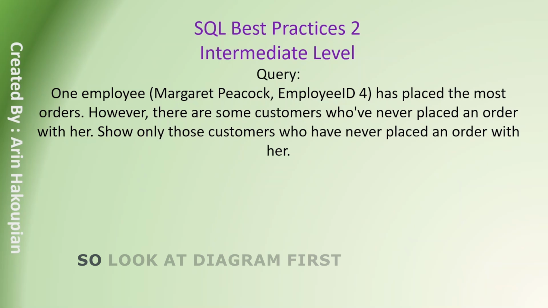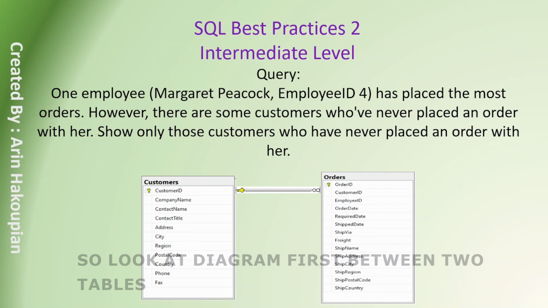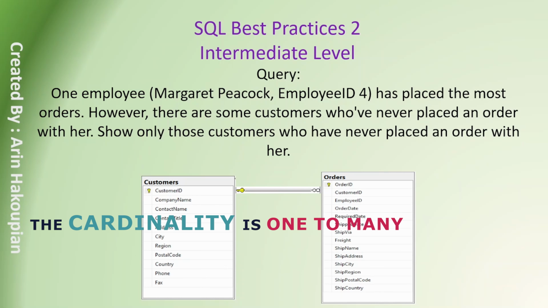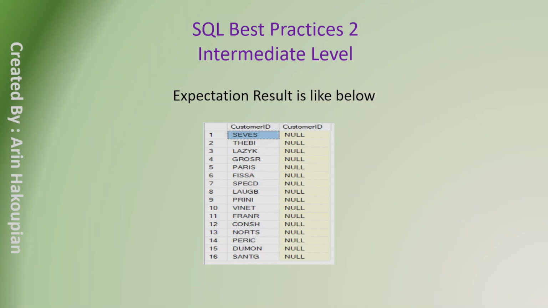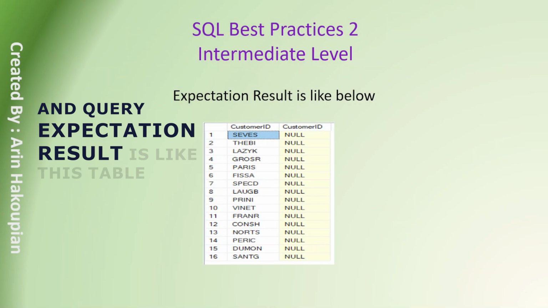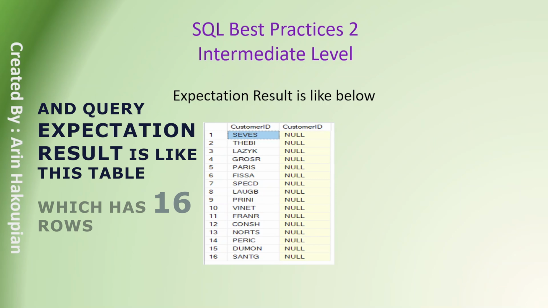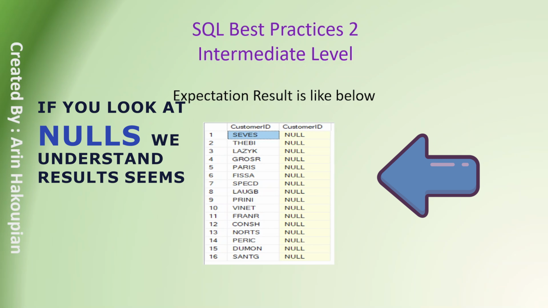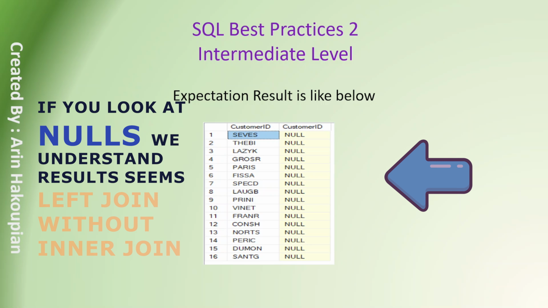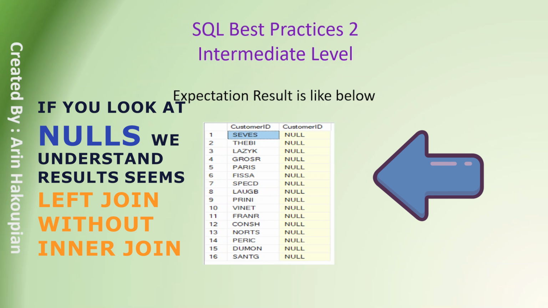So look at the diagram first between the two tables, customers and orders. The cardinality is one to many and we should join the two tables together, obviously with a left outer join. The expected query result is this table, which has 16 rows. If you look at the nulls, we understand that the result seems to be a left join without inner join.